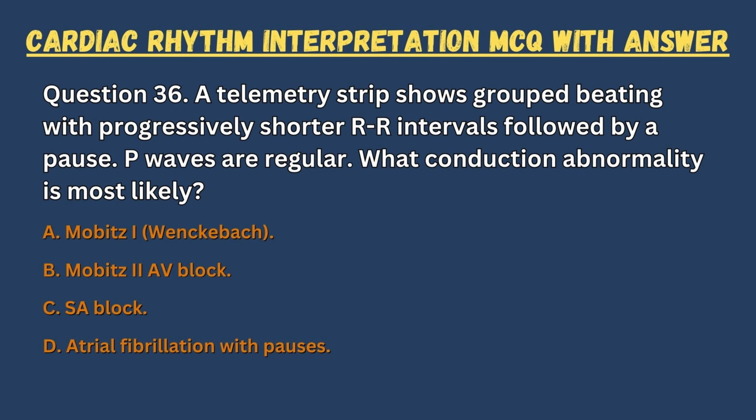Question 36. A telemetry strip shows grouped beating with progressively shorter RR intervals, followed by a pause. P waves are regular. What conduction abnormality is most likely? A. Mobitz I Wenckebach. B. Mobitz II AV block. C. SA block. D. Atrial fibrillation with pauses.